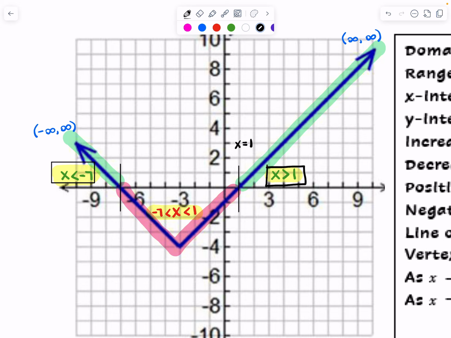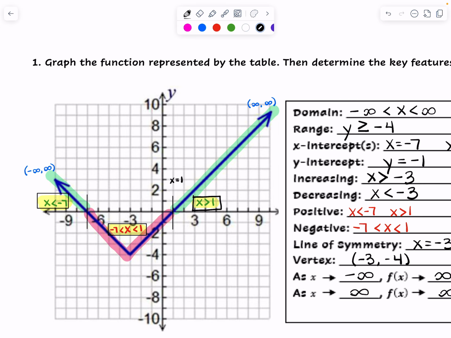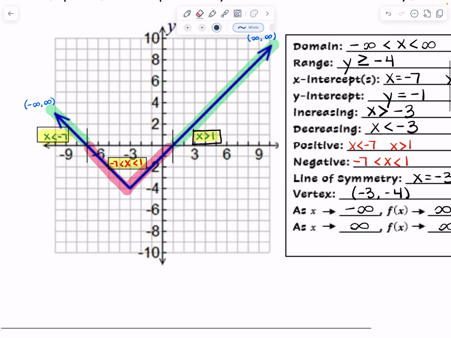When is it beneath the x-axis? When x is between -7 and +1. So those are the pieces that I use to help me determine when it's positive or negative. Okay? So I'm going to go ahead and look at the next couple of graphs to see if we can find that information. All right?